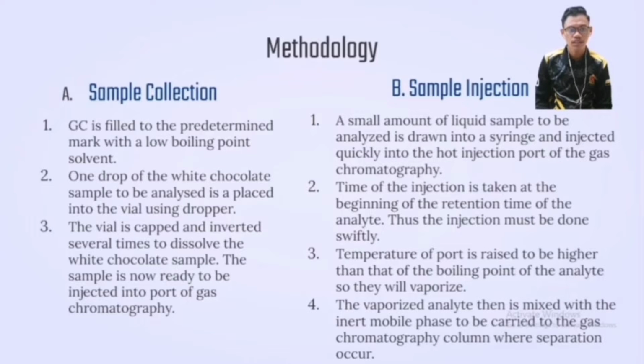For sample collection, the GC vial is filled to the predetermined mark with a low boiling point solvent. One drop of the white chocolate sample to be analyzed is placed into the vial using a dropper. The vial is capped and inverted several times to dissolve the white chocolate sample. The sample is now ready to be injected into the port of the gas chromatography.